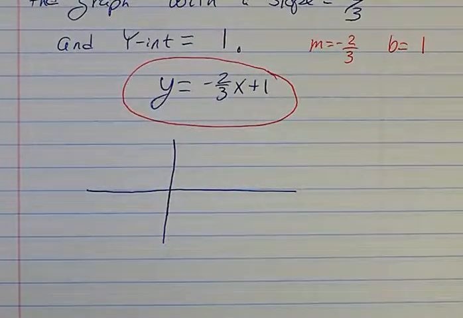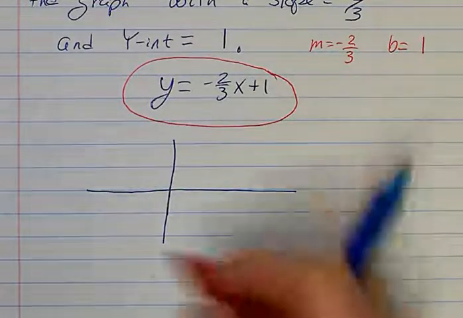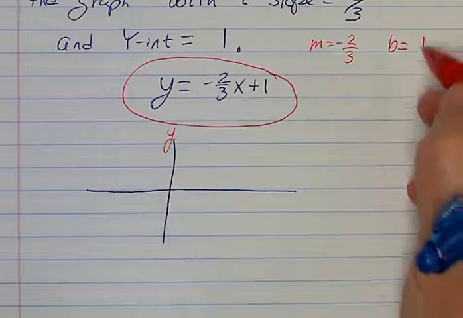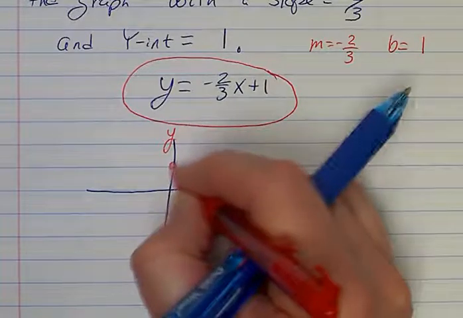Okay, again, the very first thing you want to do is the b value. That tells you where to start, so that's your big N value. So on the y-axis, you go to that number and start right there. That's your first point.